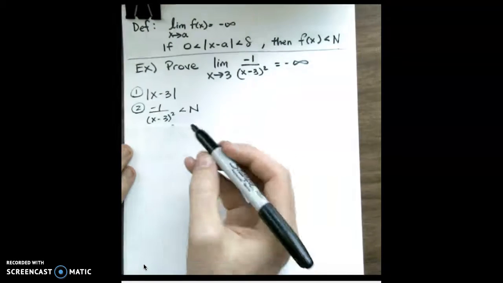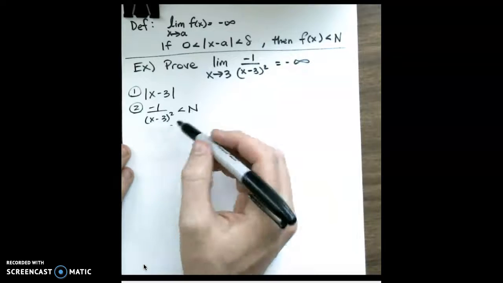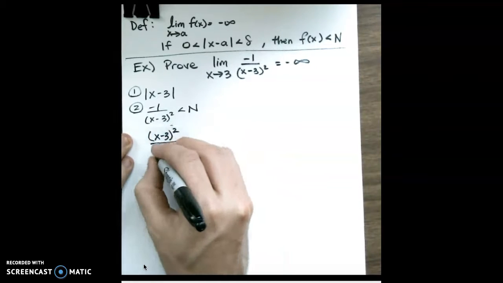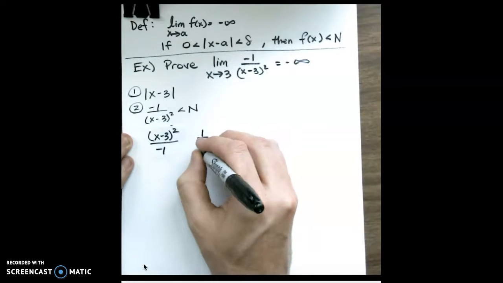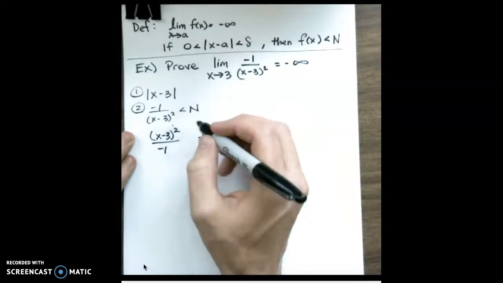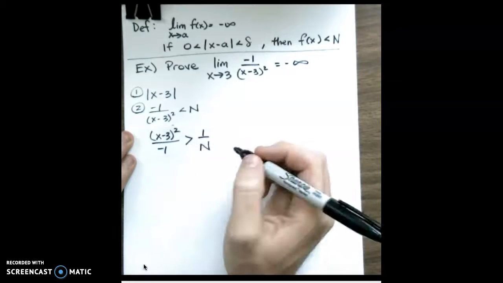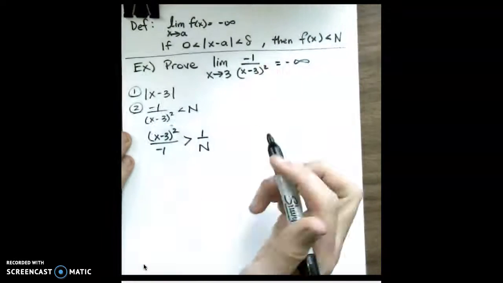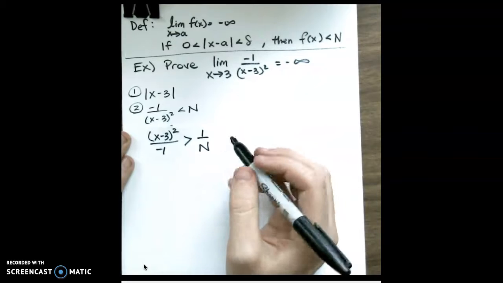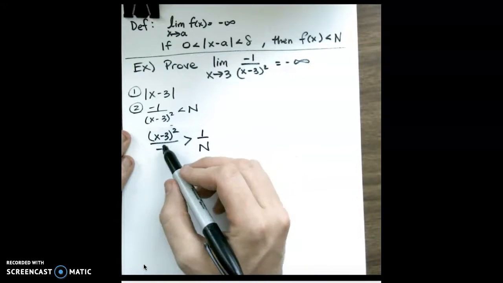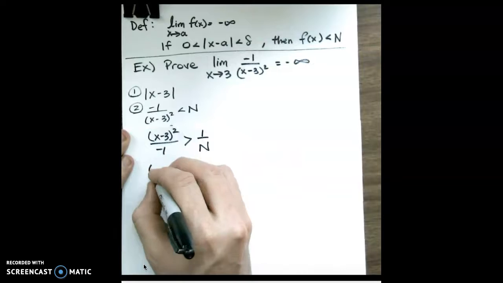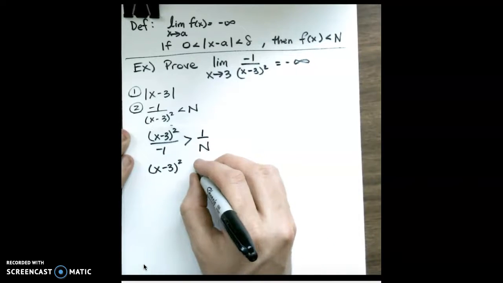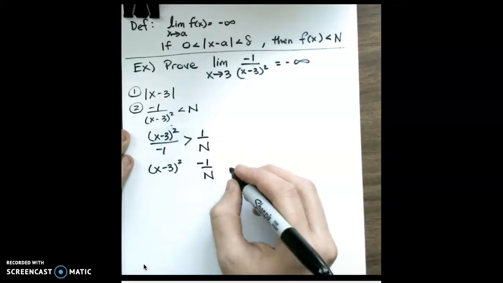All right, the first thing I'm going to do is take the reciprocal of both sides, so that'll be (x minus 3) squared over negative 1 and 1 over n, and we're going to need to switch the sign. If you want an explanation on why the sign flips, see the example before this one. Now I'm going to get rid of my negative 1 by multiplying it to the other side. When you are working with inequalities and you multiply or divide by a negative, you have to flip the sign again.